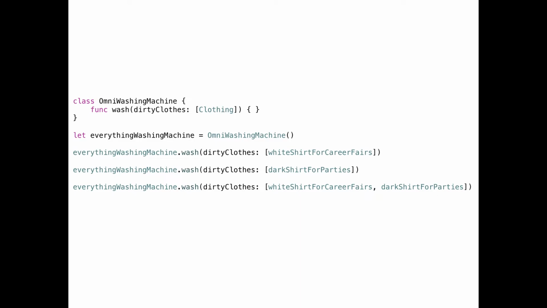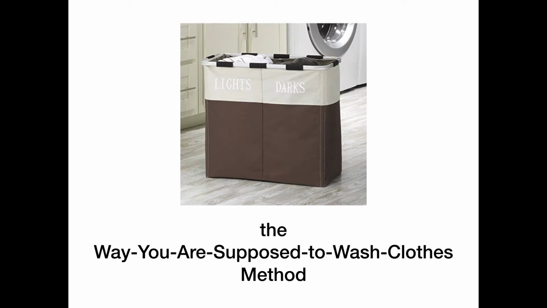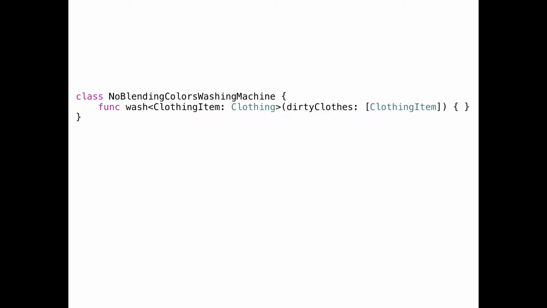So we can have a heterogeneous, quote unquote, array of pieces of clothing, as long as they all come from this kind of, it's not a super type in this case. It's a protocol that we implement. So does that kind of make sense, that distinction that we've had there? And this is the way that you're supposed to wash clothes, where you separate lights and darks.